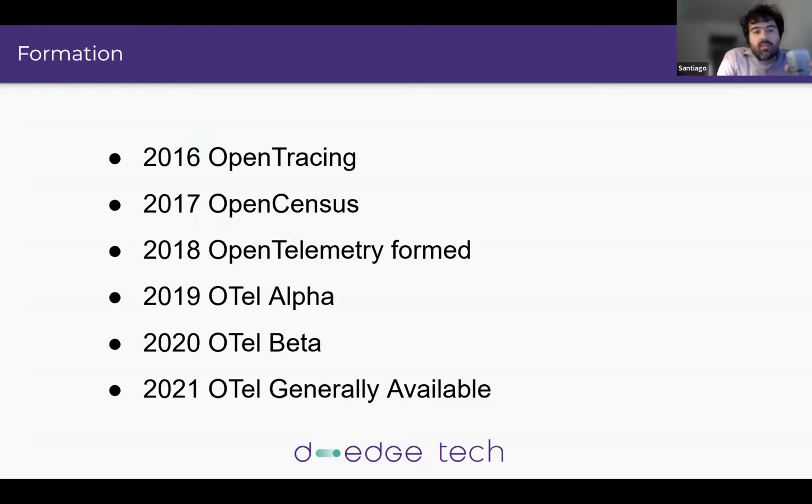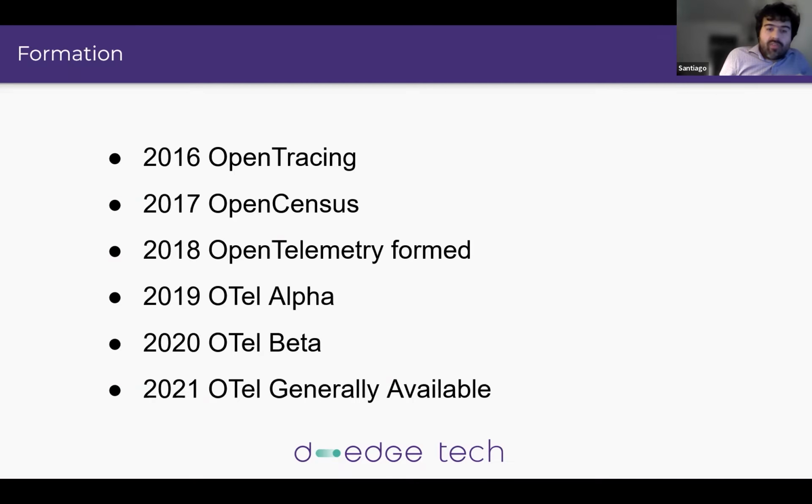And next, in 2019, OpenTelemetry was alpha, in 2020 it was beta, and last year OpenTelemetry reached general availability. And OpenTracing is officially deprecated. If you go to their site, they will tell you it's deprecated, and they will tell you to go to the OpenTelemetry site and see the documentation. And OpenCensus also says on their site that they merged, and you should be using OpenTelemetry.